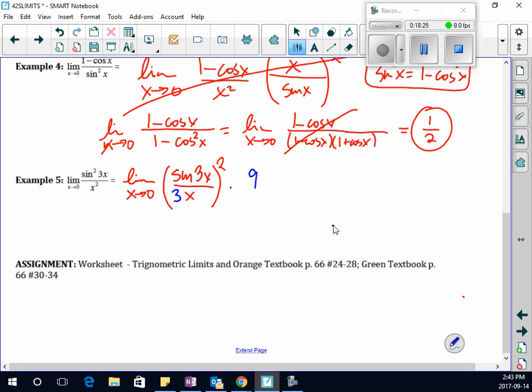No, the x was already there from the question, right? I don't need to put another x. Does that make sense to you? The x was already there. It's the blue. That's why I'm doing different colors, because this is the stuff I imposed in there. Do you see what I'm saying? Okay, so what's this equal to when the limit goes to 0? 1. So it's going to be 1 squared times 9, which gives me 9. Wow.